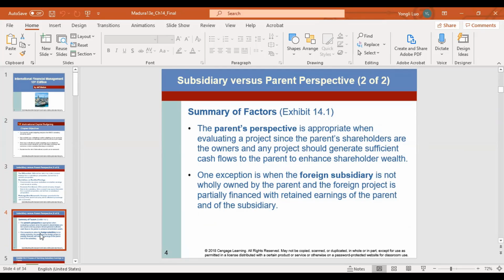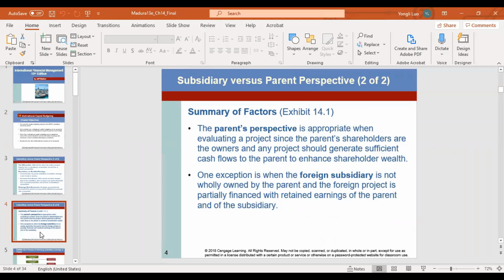The parent's perspective is appropriate when evaluating the project, since the parent's shareholders are the owners, and any project should generate sufficient cash flows to the parent to enhance stockholders' wealth. One exception is when the foreign subsidiary is not wholly owned by the parent and the foreign project is partially financed with retained earnings of the parent and of the subsidiaries.